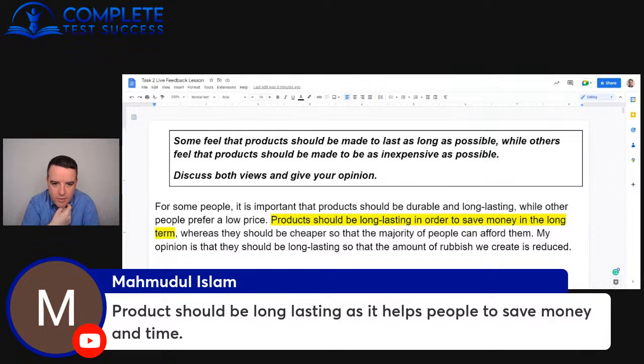Mamadul: "Products should be long lasting as it helps people to save money and time." Just go with one. Both are correct. Helps people to save money, fine. Helps people to save time, fine. But we just need one.